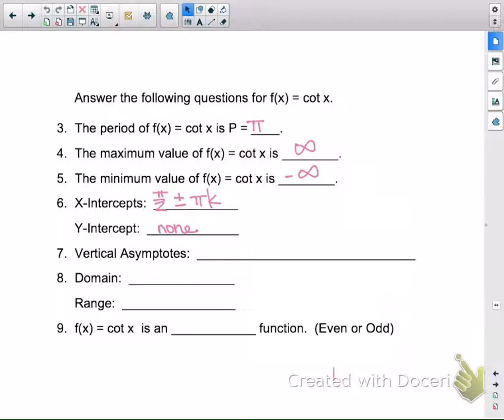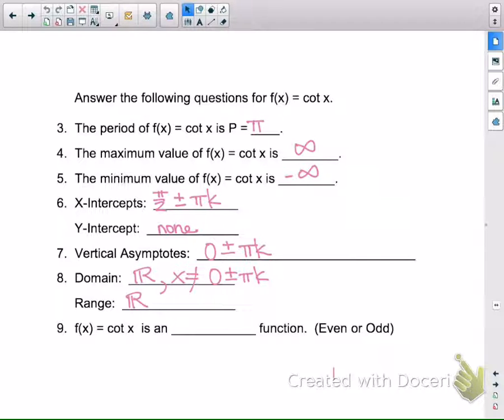Vertical asymptotes, we pick one of the first ones that we see. Where's a good one for that? 0 or pi or whatever you want to pick. Plus or minus, how often do they happen? Pi k. And domain for this, just like the other ones, any one of the ones that have asymptotes, which is 4 of them, we have to say all real numbers, but we leave out the asymptotes. So I say x does not equal 0 plus or minus pi k. Range for this one, any one of those S shapes, bottom to top, what is it? Negative infinity, positive infinity, all real numbers.